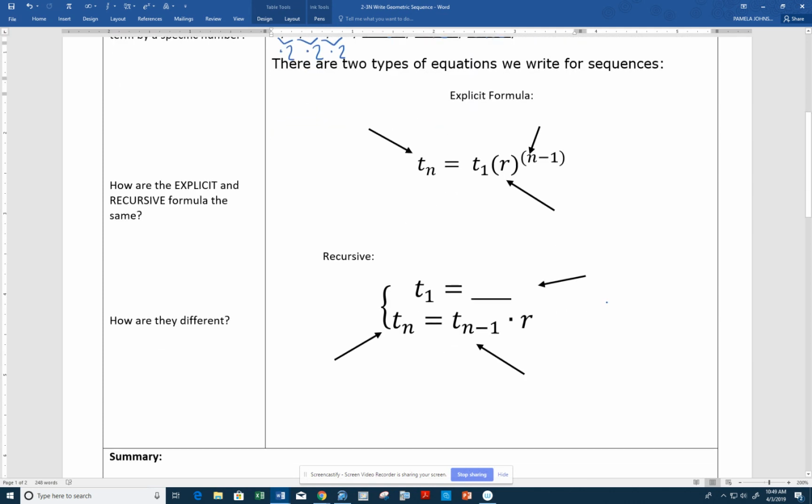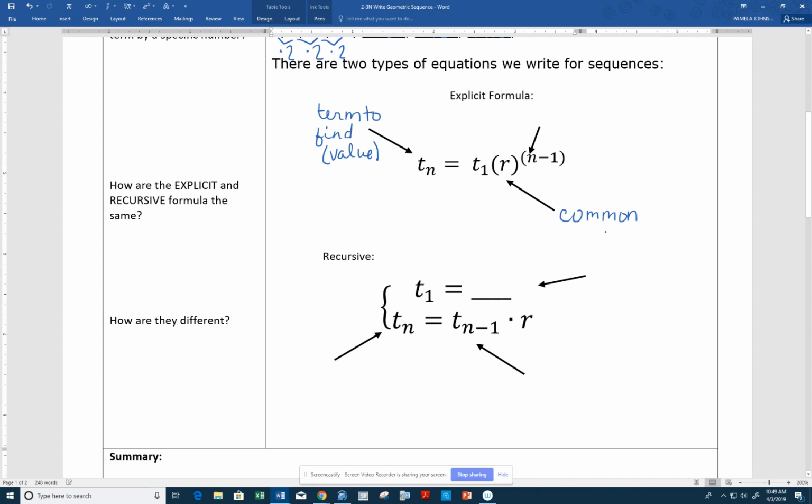There are two types of equations that we're going to write for sequences. Just like we wrote for arithmetic sequences, geometric sequences have an explicit formula and a recursive formula. Our T sub n is just like our A sub n for arithmetic sequences. This is the term value we want to find, our term to find and the value. Our R is going to be our common ratio.